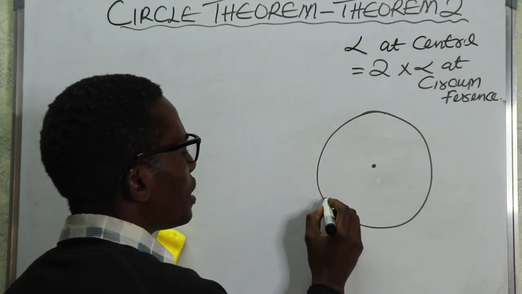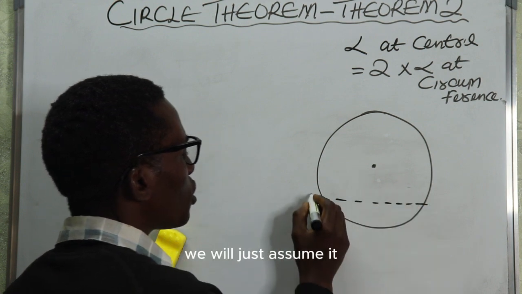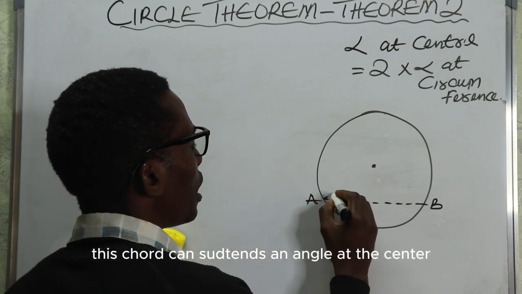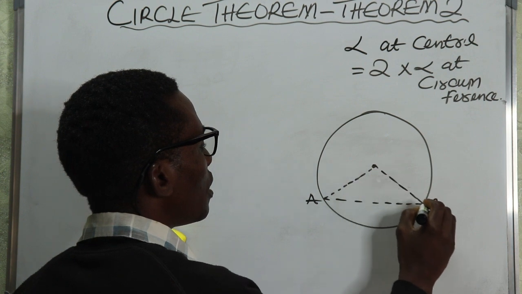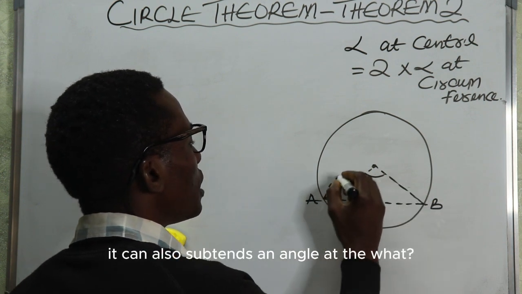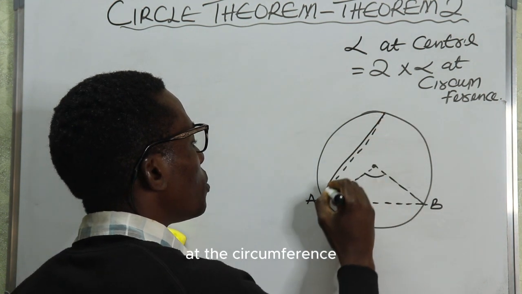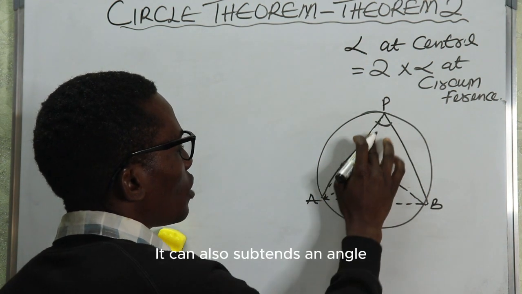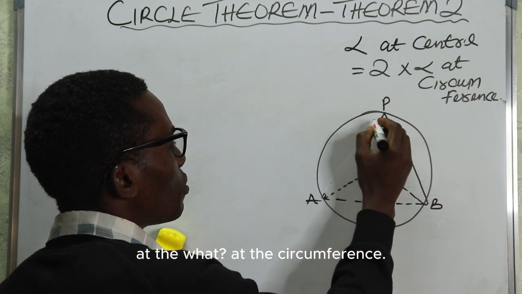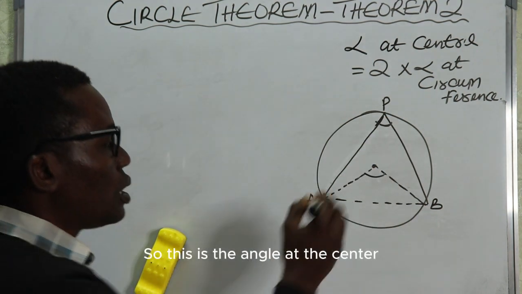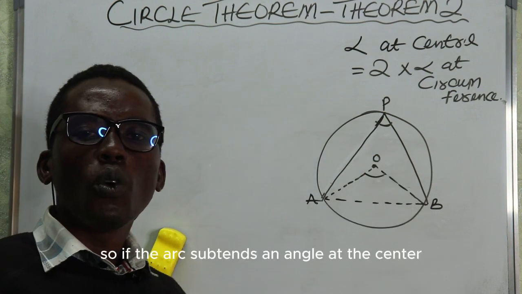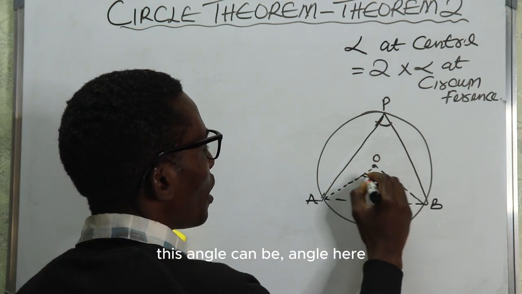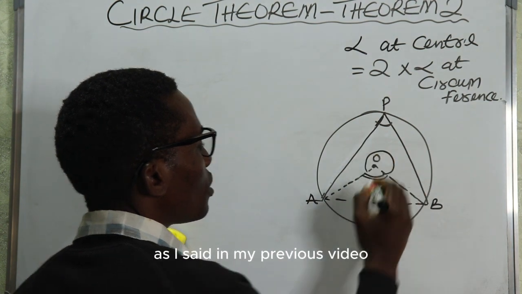Now how do we know that? Let's assume we'll have a chord. This chord can sustain an angle at the center. It can also sustain an angle at the circumference, which is what we want to discuss. So this is the angle at the center. If the arc sustains an angle at the center, this angle can be the angle here or the reflex angle, as I said in my previous video.